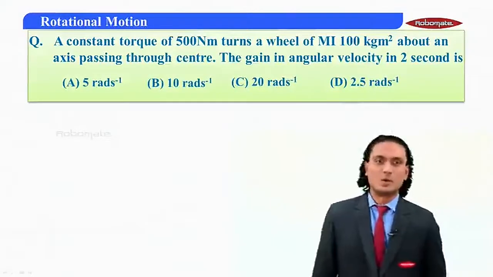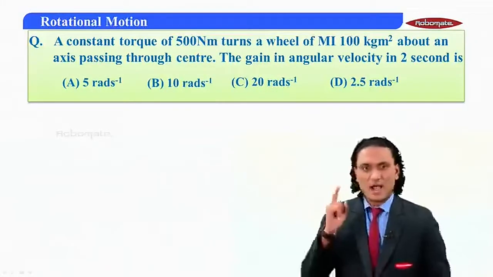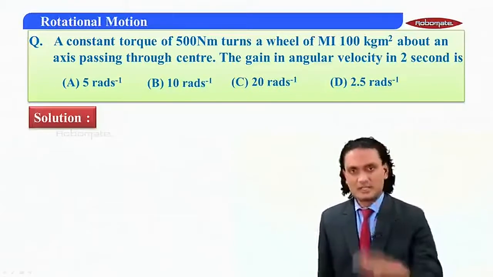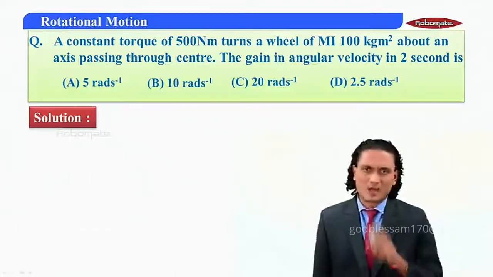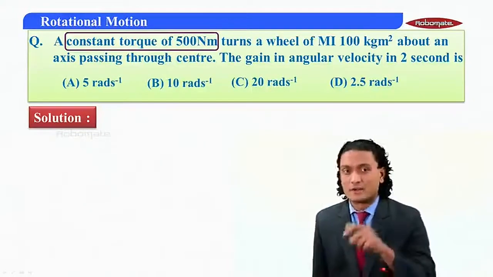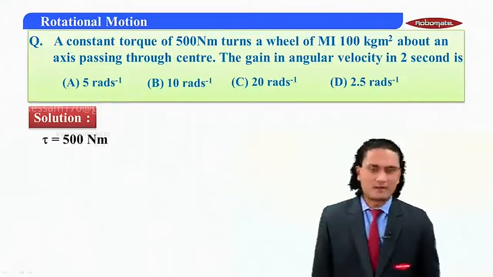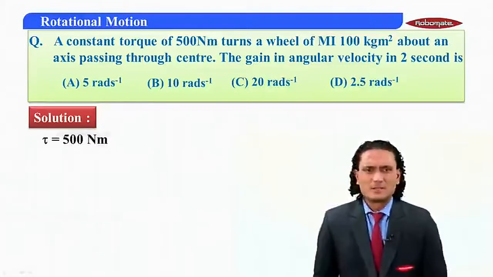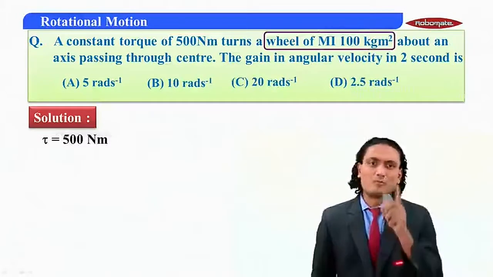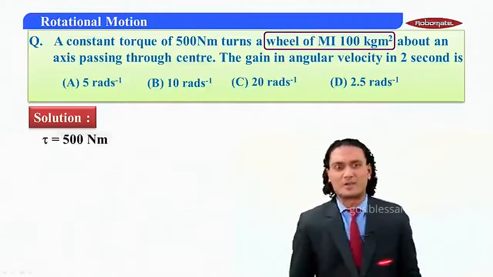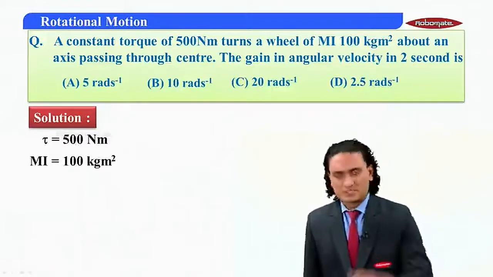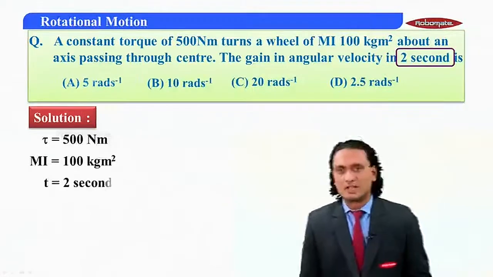Okay students, so what is the procedure? Identify, set up, execute and evaluate. So let us move on to the solution. First step is to identify the problem. What is given? A constant torque of 500 Newton meter is acting, so I can write torque is 500 Newton meter. It turns a wheel of moment of inertia 100 kilogram meter square, so moment of inertia is 100 kilogram meter square. Time is given as 2 seconds. So t is equal to 2 seconds.